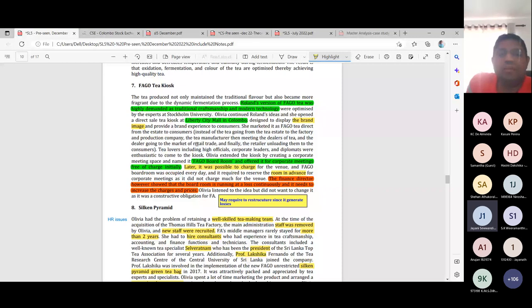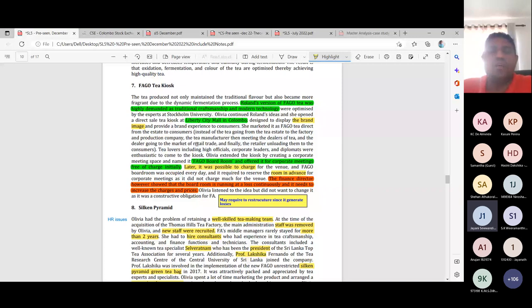Design displays the brand image and point of brand experience to consumers. She marketed it as a Fargo tea direct from the estate to consumers. Instead of the tea going from the tea estate to the factory and production companies, then the tea market meeting the dealers of tea, and the dealers going to the market of retail trade, and finally the retailers unloading them to the consumers. So, change the supply chain, no supply chain process change.